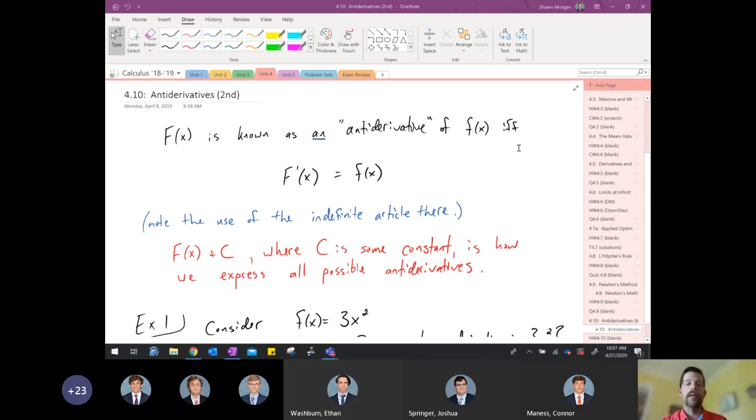Now, just like with derivatives, which we've been studying the last few months, there are a boatload of applications to the antiderivative as well. So let's talk about notation first thing.